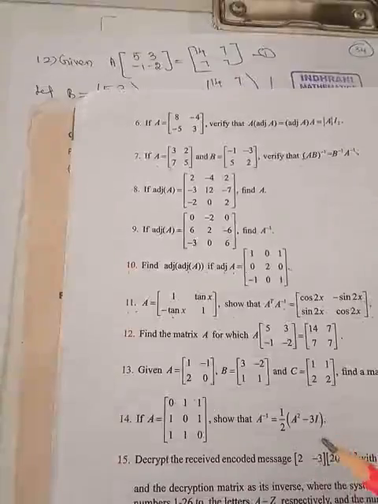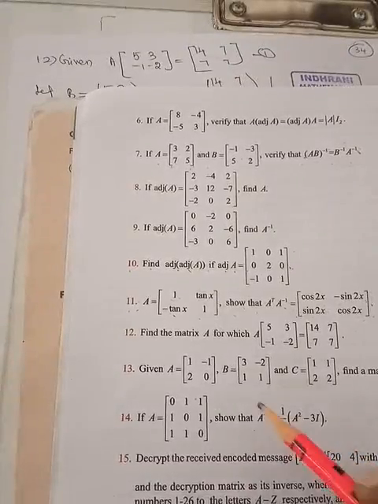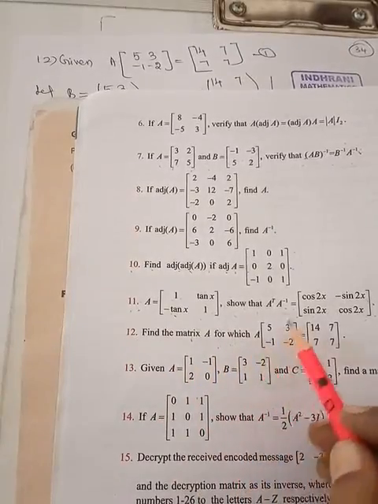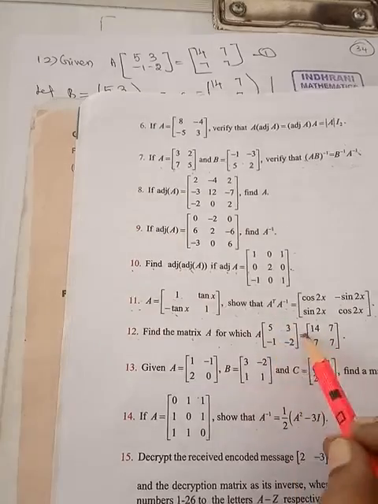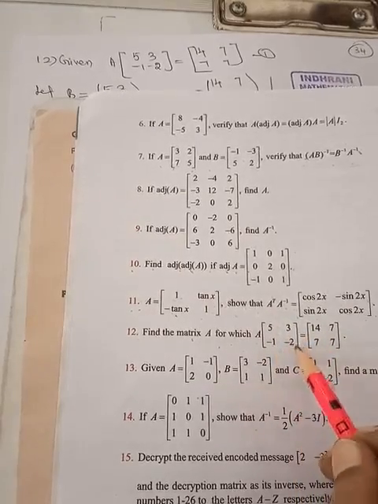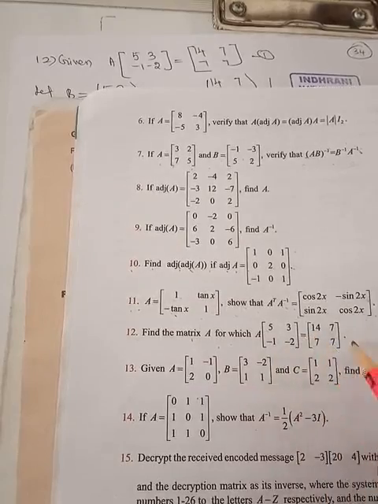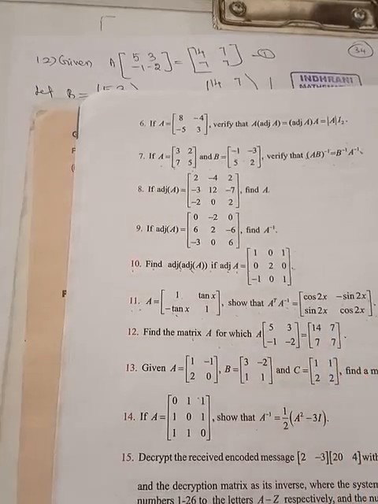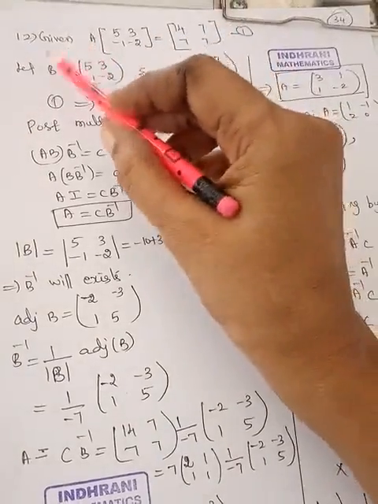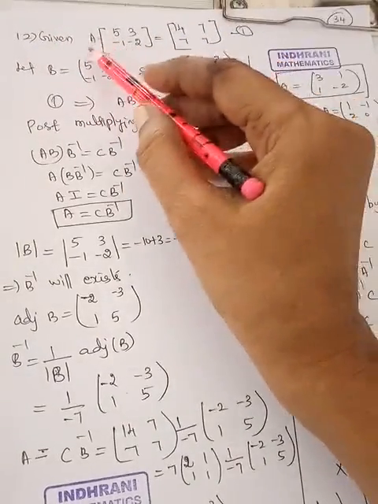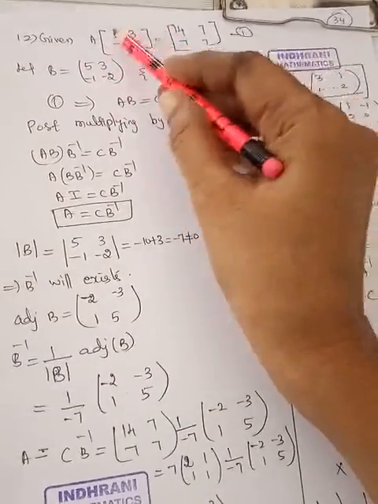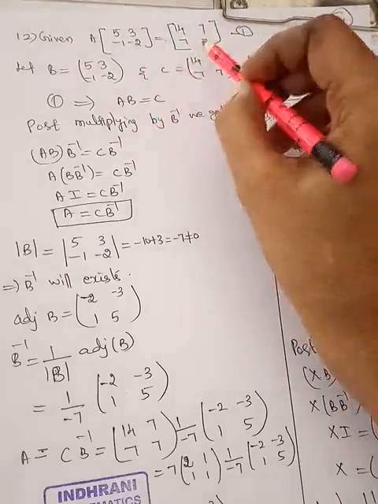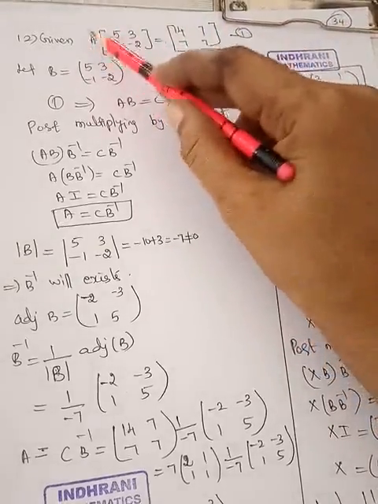Going to see question number 12, exercise 1.1. Find the matrix A for which A into the 2 by 2 matrix, first row elements 5, 3, second row elements minus 1, 2, is equal to the 2 by 2 matrix, first row elements 14, 7, second row elements 7, 7. Now, the given equation is A into this matrix equal to this 2 by 2 matrix. This is the given relation. From this one, we want to find out the matrix A.